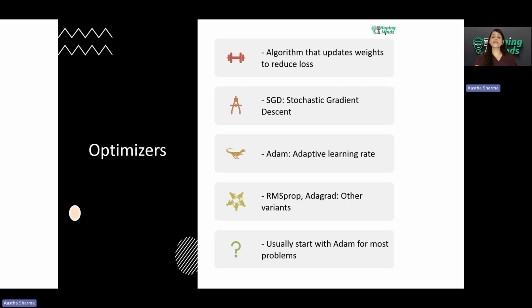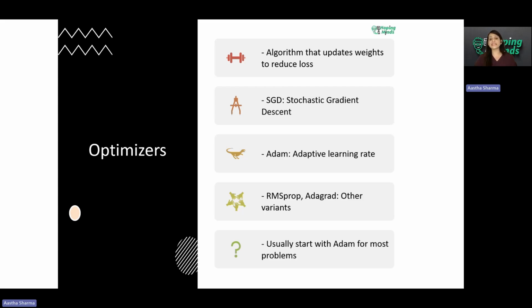Moving to the next one, we have optimizers. Optimizers decide how the weights in our models are adjusted during training. Think of it as trial and error. Adam is one of the most reliable optimizers and genuinely a good default.